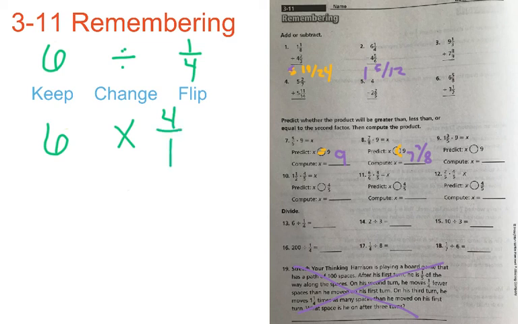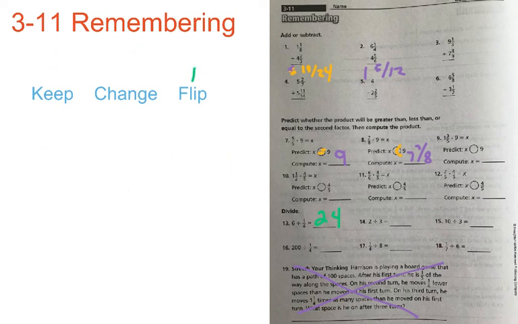And in order to make 6 a fraction, I write 6 over 1. And 6 times 4 is equal to 24, and 1 times 1 is equal to 1. And 1 can go into 24 24 times. So your answer for number 13 is 24. We'll go ahead and practice that again. And I am going to leave on there the keep, change, flip chant so that you can commit it to memory. It's really important that we remember this.